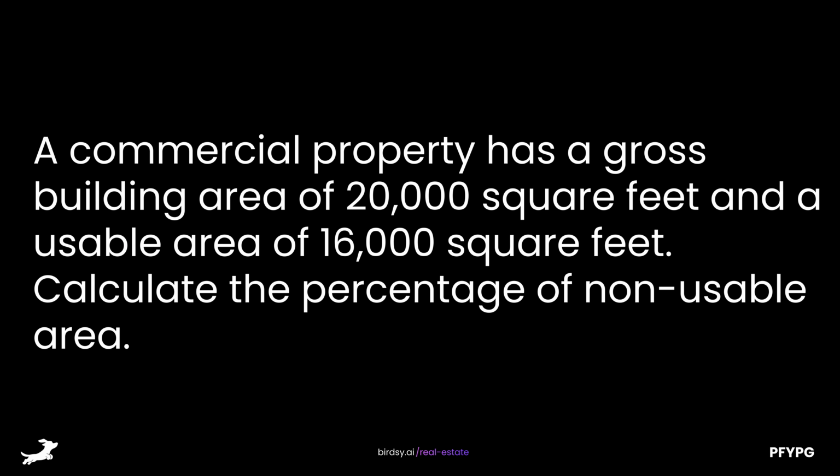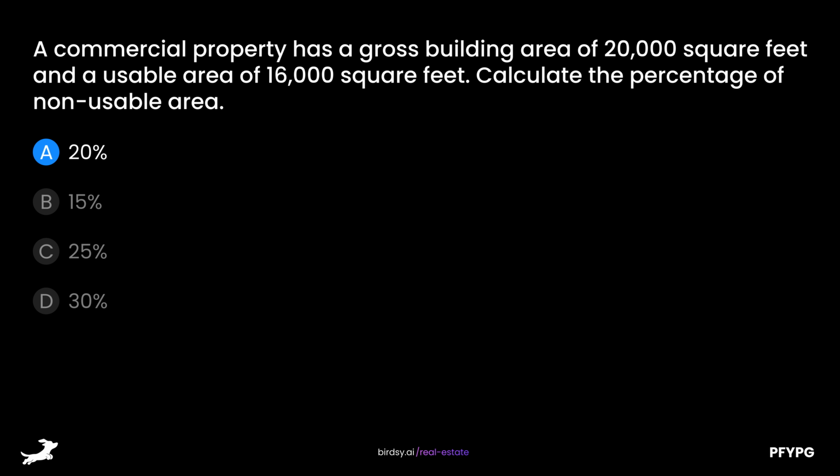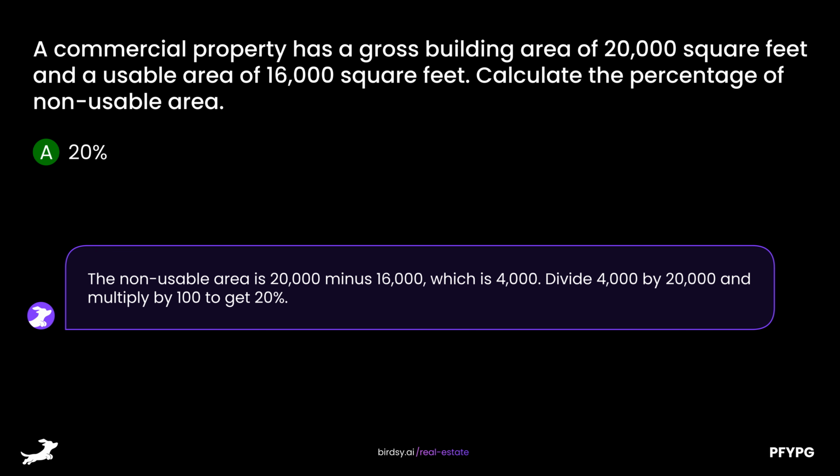A commercial property has a gross building area of 20,000 square feet and a usable area of 16,000 square feet. Calculate the percentage of non-usable area. Is it A, 20%, B, 15%, C, 25%, or D, 30%? The answer is A, 20%. The non-usable area is 20,000 minus 16,000, which is 4,000. Divide 4,000 by 20,000 and multiply by 100 to get 20%.